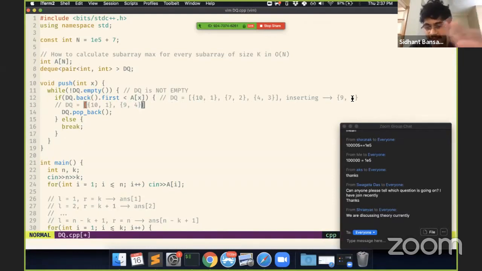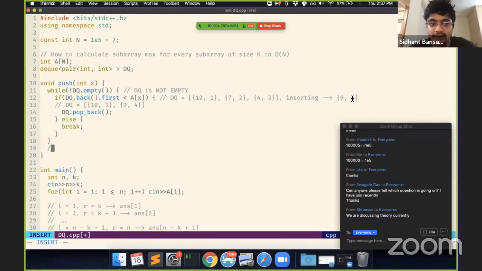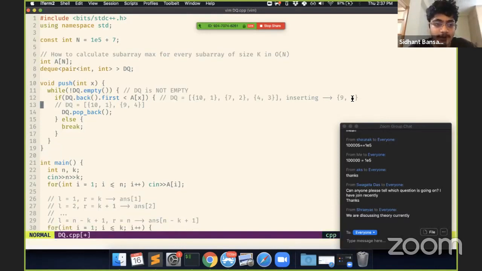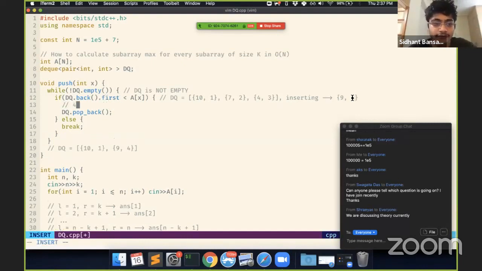After the entire push function gets evaluated, we want our DQ to look like this, that is 7,2 and 4,3 are popped out. So the way it works is we access the back of the queue, which is 4,3. We check the first element, which is 4, the element itself, and compare it with AX, which is 9. So we are comparing 4 with 9. 4 is less than 9, so we pop.